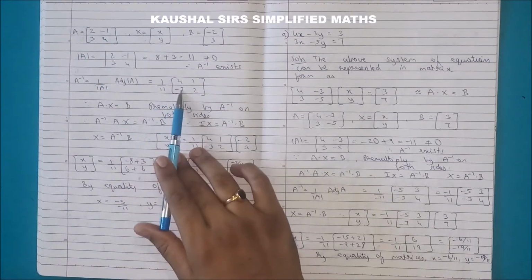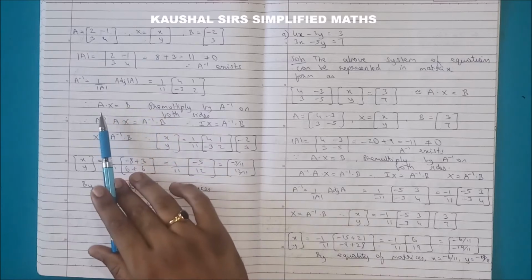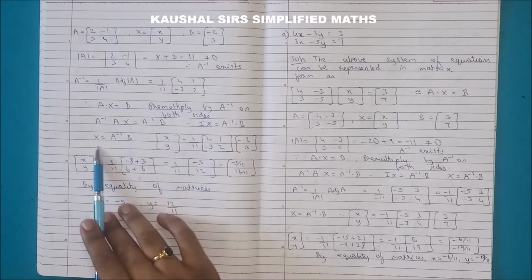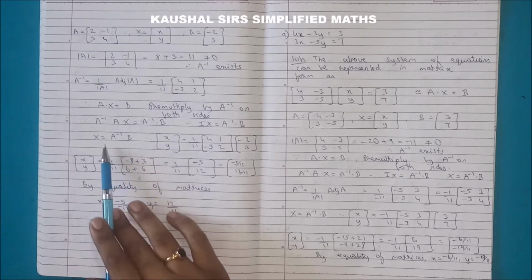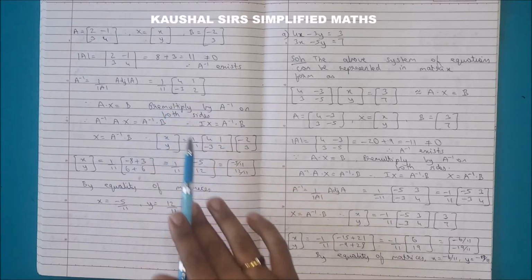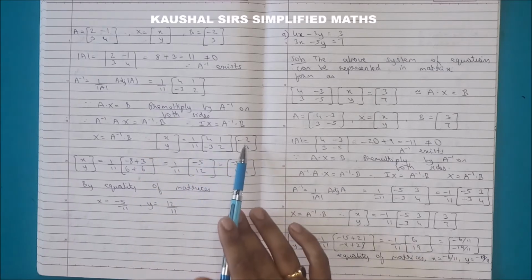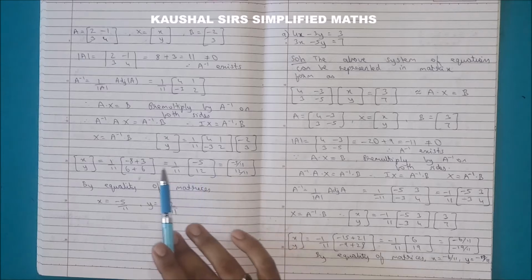So once you have got your A inverse, we perform that theory step. Since Ax is equal to B, pre-multiplying by A inverse on both sides, you reach this equation x is equal to A inverse into B. Put the value of x, put the value of A inverse that we found, and put the value of matrix B. Again perform matrix multiplication so that you get a resulting matrix of the order 2 by 1.